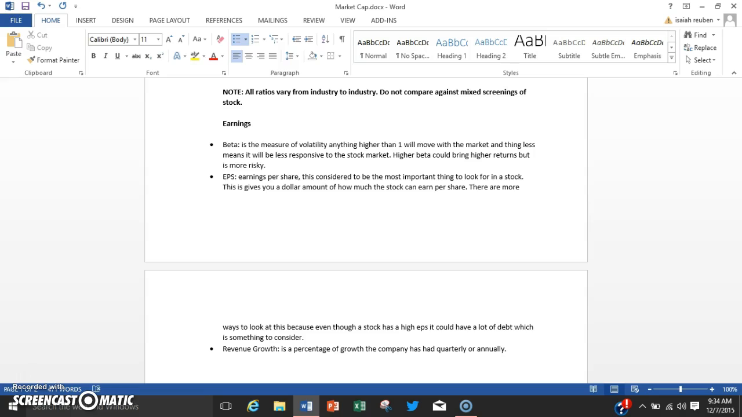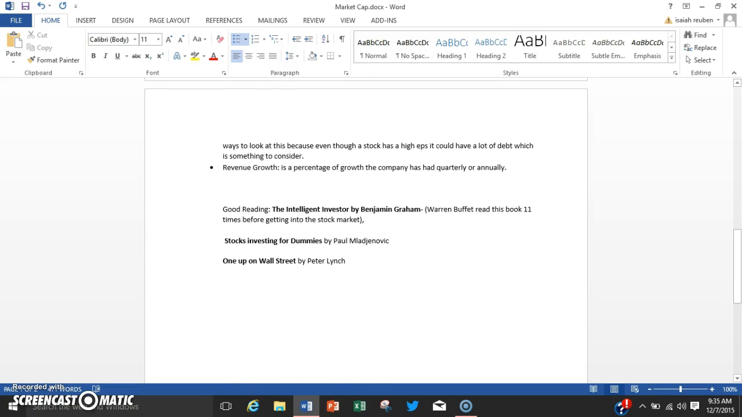EPS is earnings per share, which a lot of people look at and consider one of the most important things when purchasing a stock, but it's not the only measurement of how well a stock will do in the future. Revenue growth is another thing you'll see on a stock screening chart, which I'm about to make in a minute. It basically shows how much a company has made quarterly or annually.